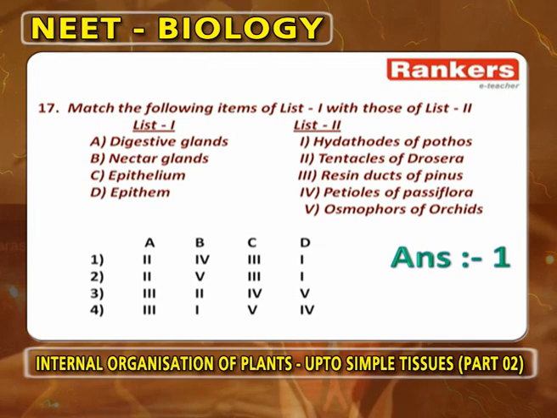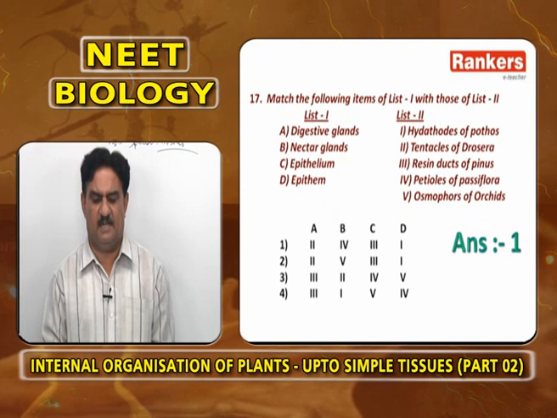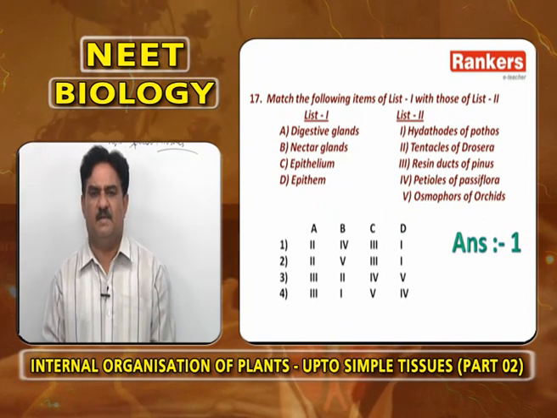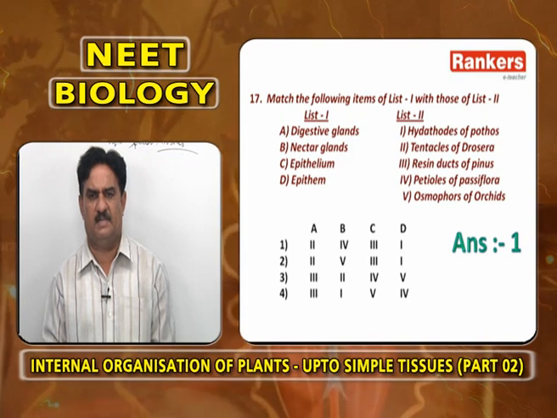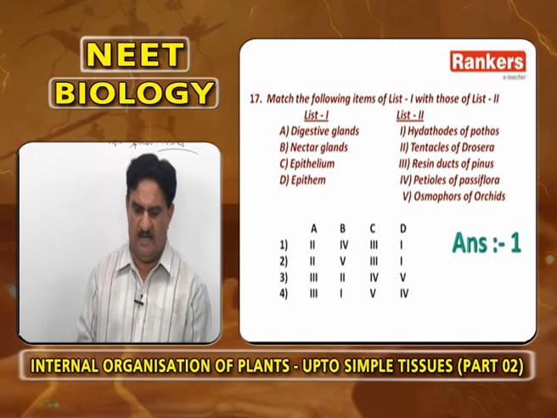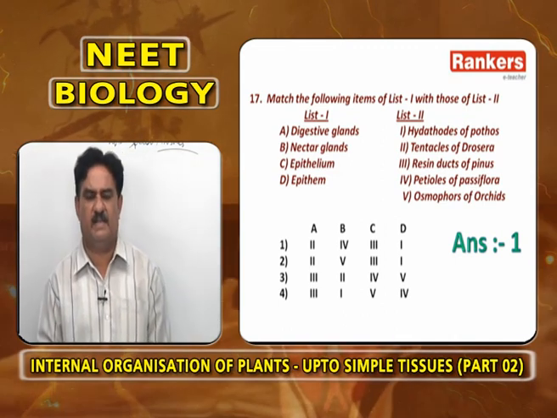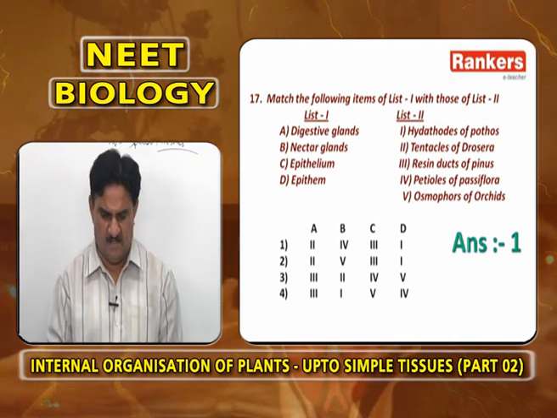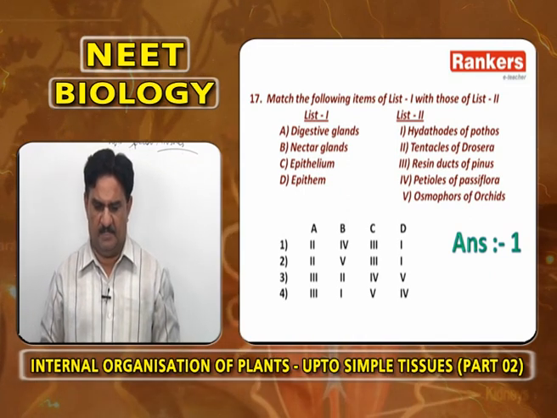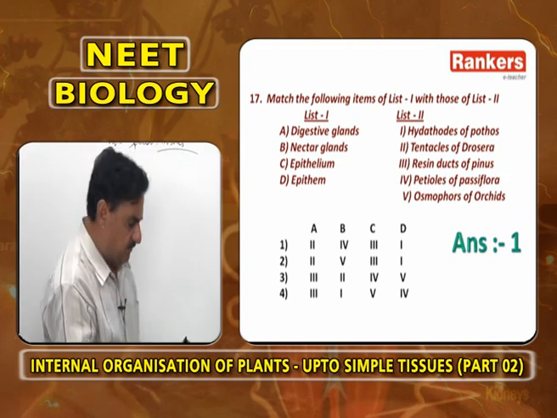Digestive glands are present at the tip of glandular tentacles in drosera, and secrete digestive enzymes which contain proteolytic substances that digest the protein part of an insect's body. Nectary glands are in the petioles of passiflora, extrafloral nectaries. Epithelium is found in resin ducts of pinus.